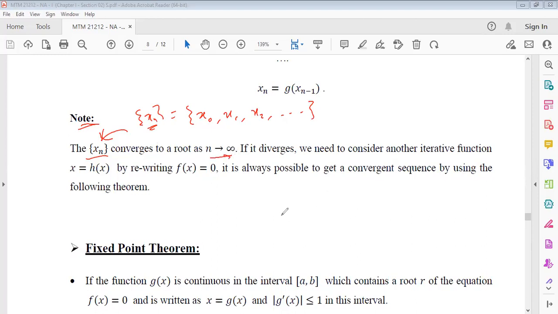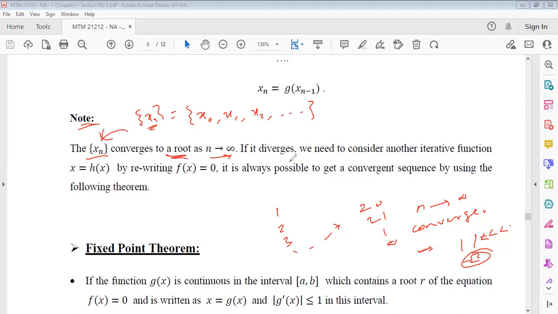So when you are doing the first iteration, second iteration, third iteration, almost the 20th or 21st iteration, somewhere as n tends to infinity, it will converge. What do you think converge means? It will be going to the root. The differences will be very, very small, and in that sense you will reach the root. Then if it diverges, we need to consider another iterative function, x equal to h(x).